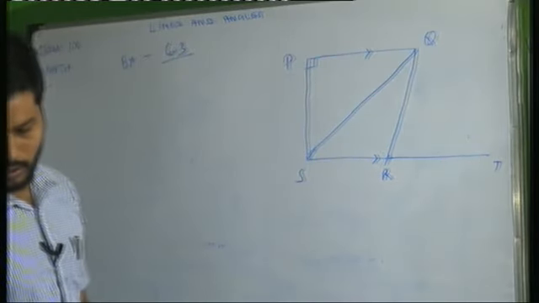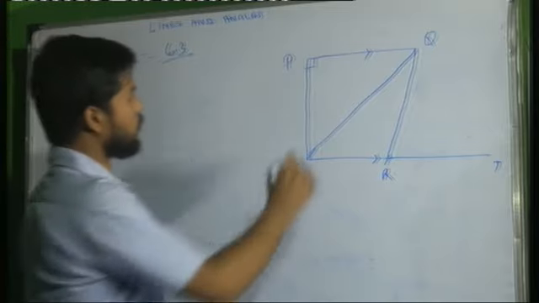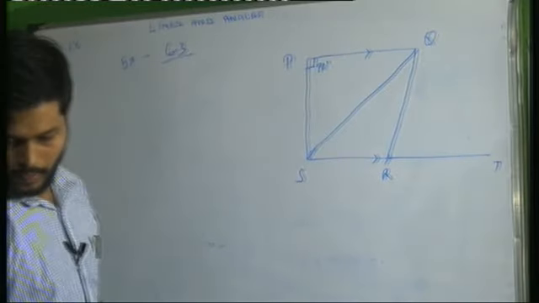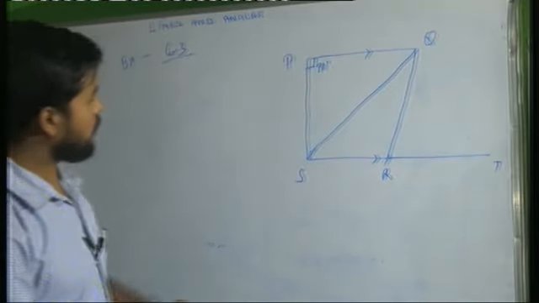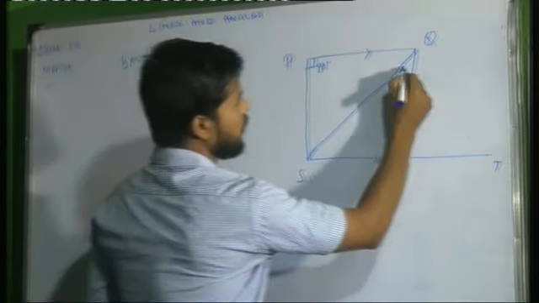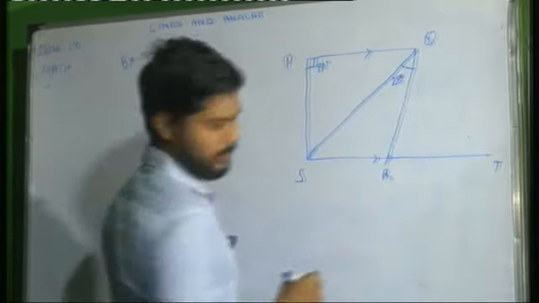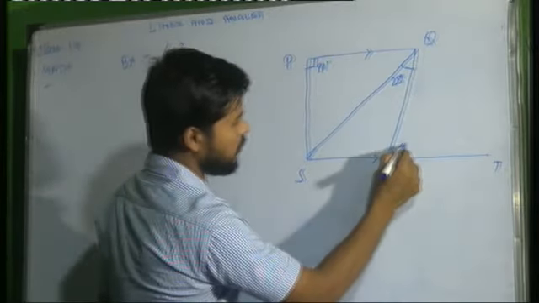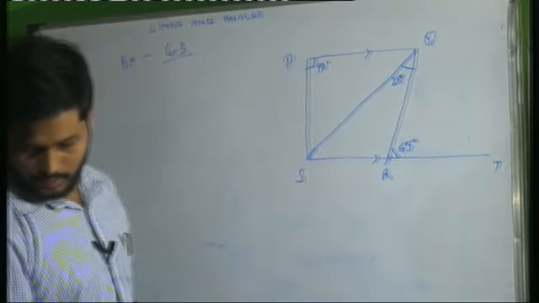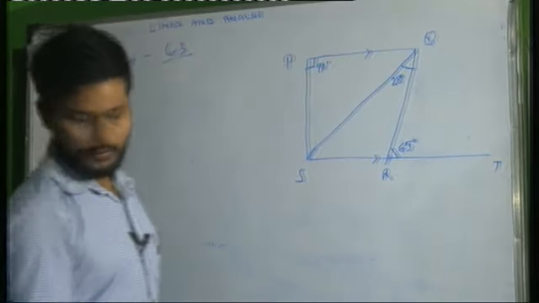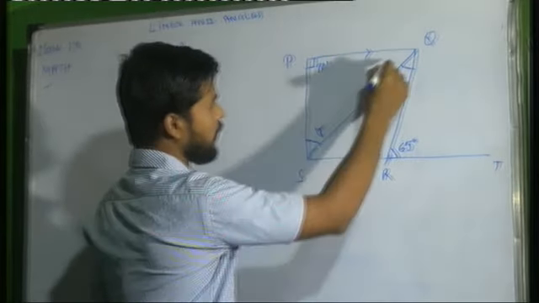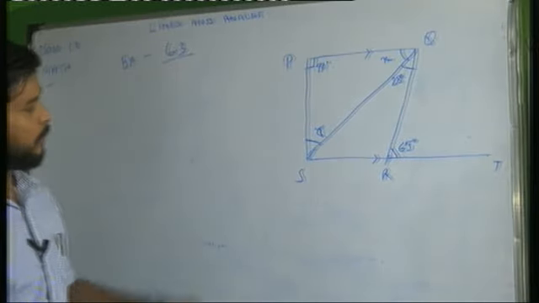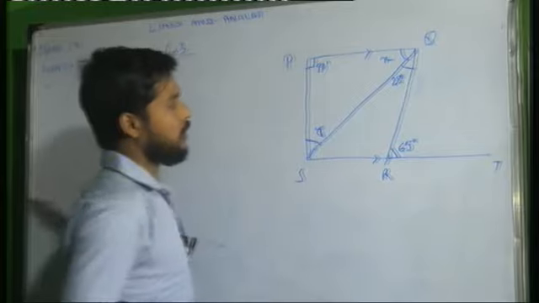Now in the figure, PQ is perpendicular to PS. So PQ is perpendicular to PS. So this angle is equal to 90 degree. And angle SQR, this angle is equal to 28 degree. Angle QRT is equal to 65 degree. Find the value of X and Y, where Y means this angle and X means this angle. And it is given that the PQ is parallel to SR.